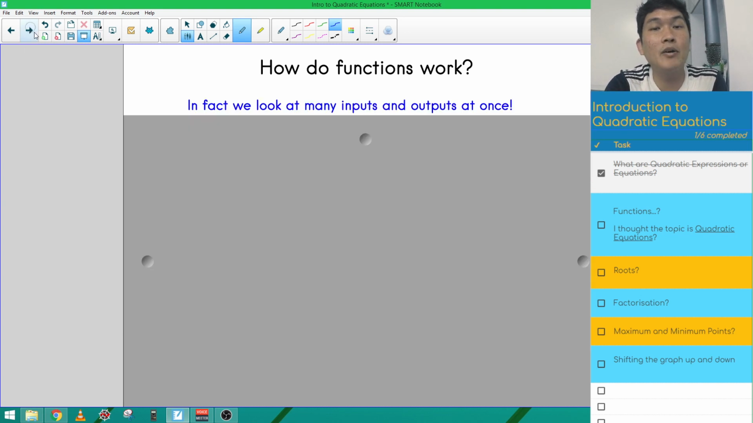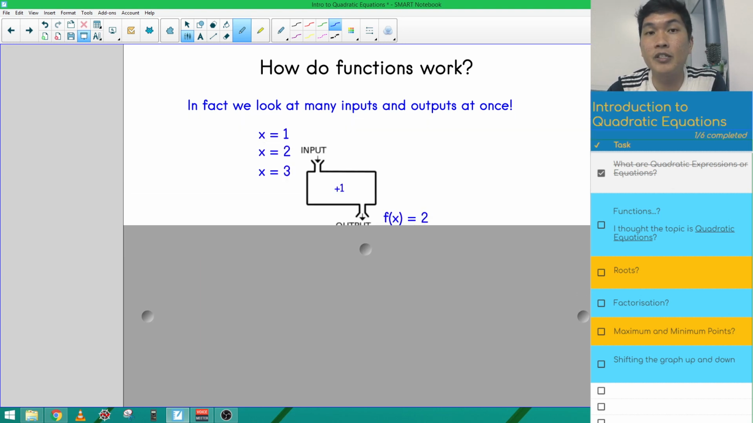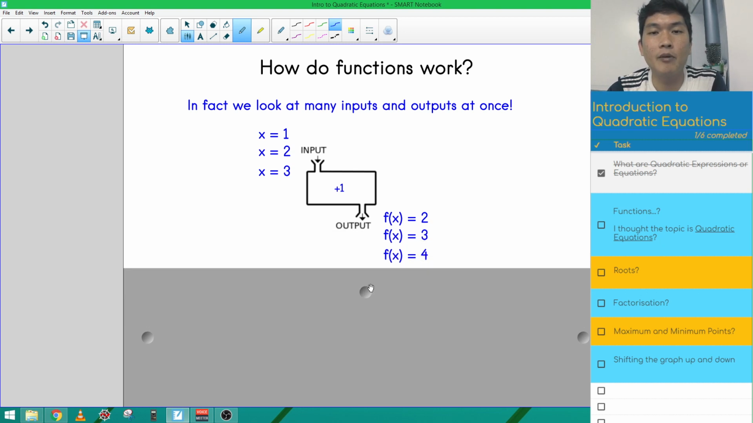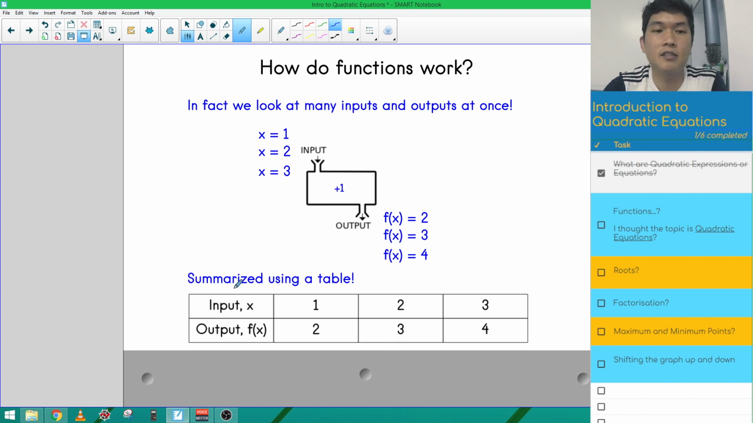Then, of course, we are not just interested in one set of input and output. We want to look at multiple inputs and outputs all at once. So here's an example: if I put into the same machine, the plus 1 machine, x equals 1, 2, and 3, I get outputs 2, 3, and 4, respectively. Now, this can get messy very fast. If I have 10 inputs, I'm going to run out of space. So what we do is we put them in a table, like this, where the first row is the input and the second row is the output.